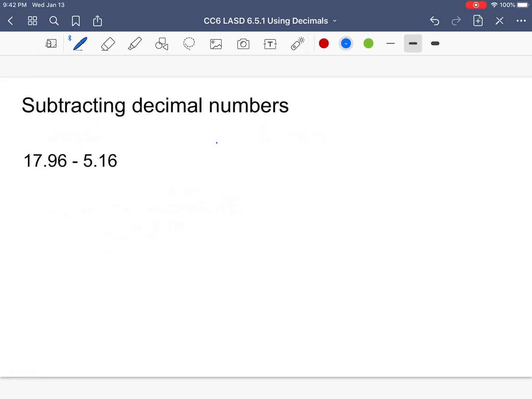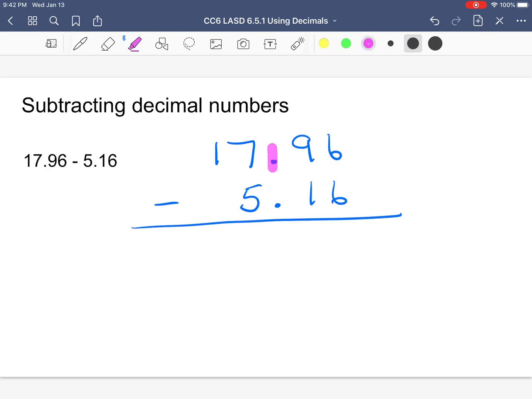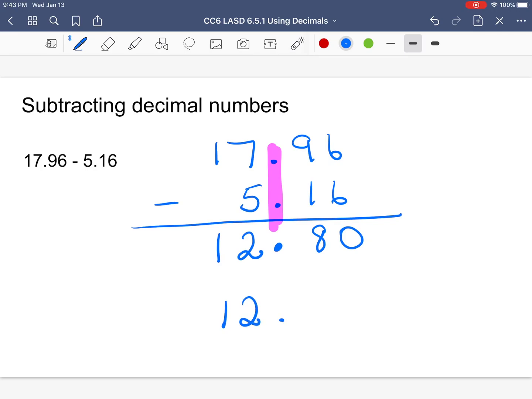Let's subtract some decimals. So we have 17.96 and 5.16. And again, you'll see that the decimal points are lined up directly above and below each other. 6 minus 6 is 0. 9 minus 1 is 8. The decimal point goes directly below the other two. 7 minus 5 is 2. 12.80, and you could also write 12.8. You don't need the 0 on the right hand side.